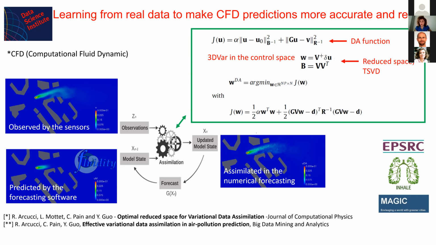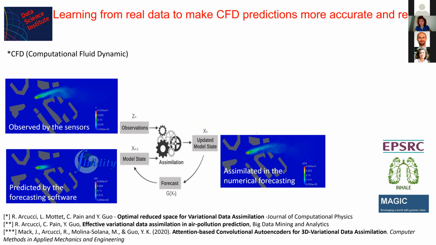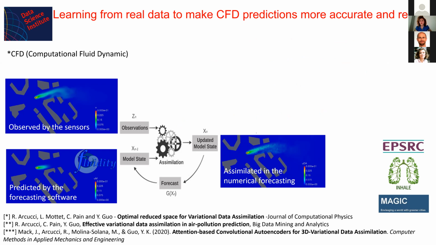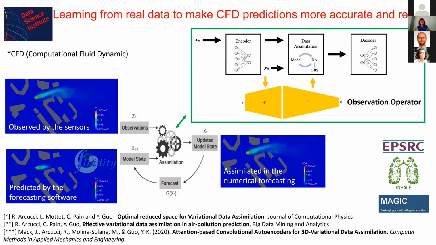This is the reason why we were wondering, what if we replace this approach with an artificial neural network approach? So instead of just using that truncation, we implement an encoder-decoder approach. What does it mean? It means that you have your control space, you reduce the space with an encoder, then you have your observations, and the observation operator is also an artificial neural network. You put together, so you use this new reduced space to run your data assimilation, and then to go back, you can use the decoder.